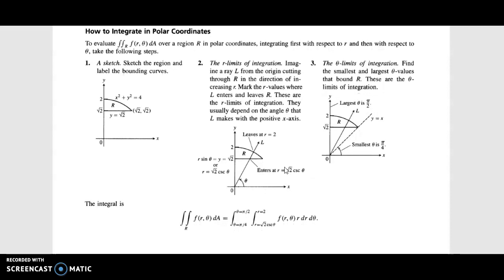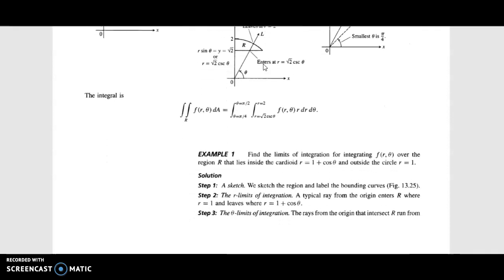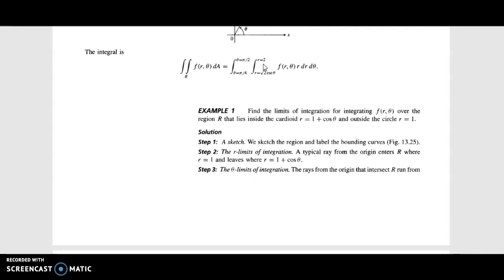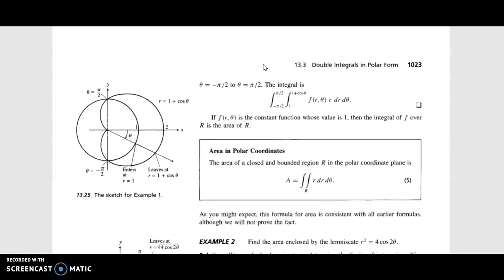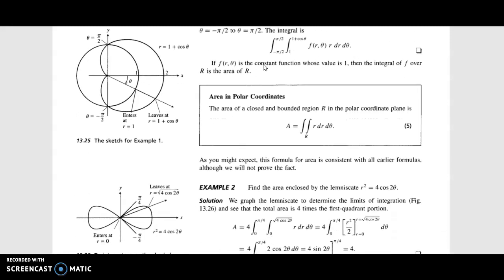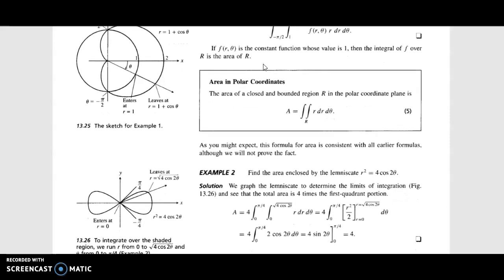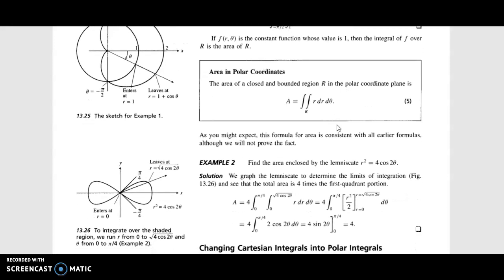We have already discussed. Okay, in this I think we have done this problem also, right? And also discussed area in polar coordinates, which is given by area equal to the double integral of r dr d theta.